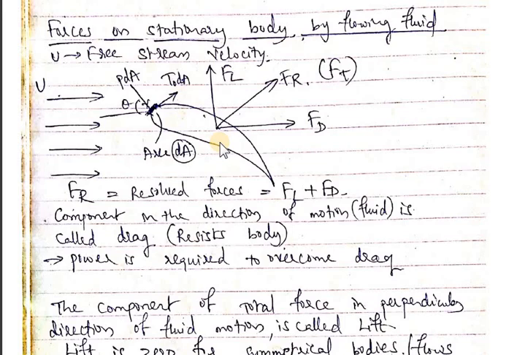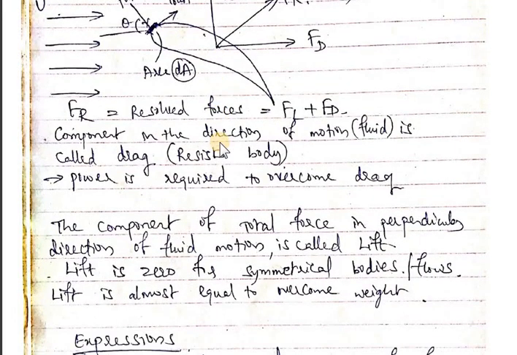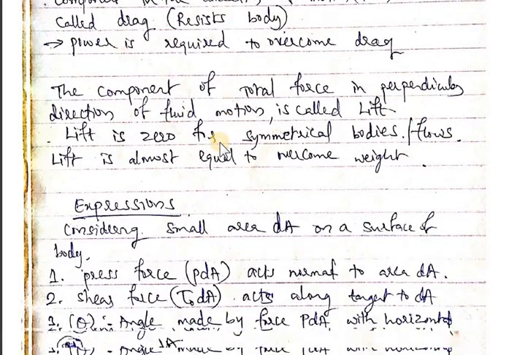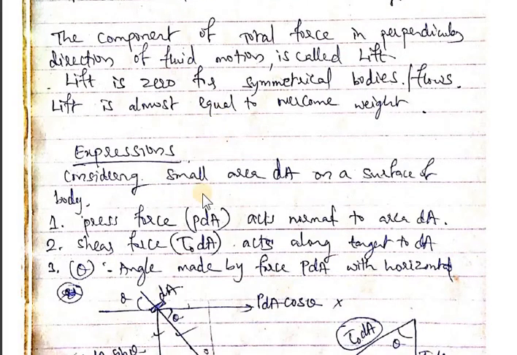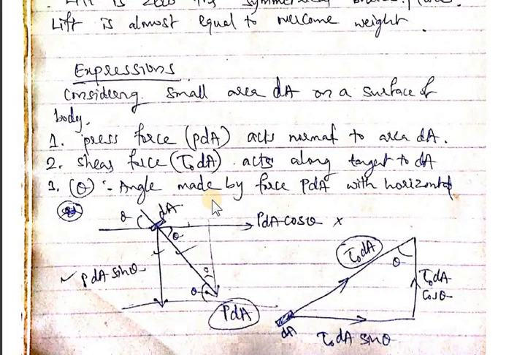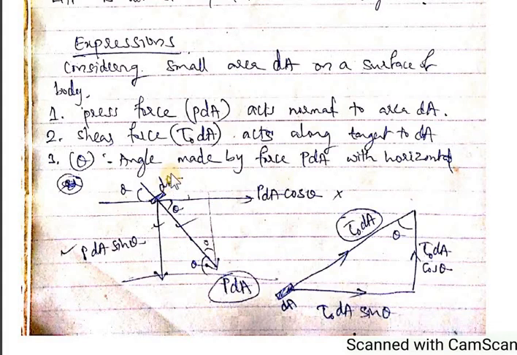Now coming to the expression, how to find the resultant force. First, assume a small area dA and the pressure force acting on the small area, that is PdA, and the shear force tau naught dA, shown in the upper sketch, and theta is the angle made by the force PdA with the horizontal, or the air movement. In both sketches we have shown the small area to resolve the forces in horizontal and vertical directions.